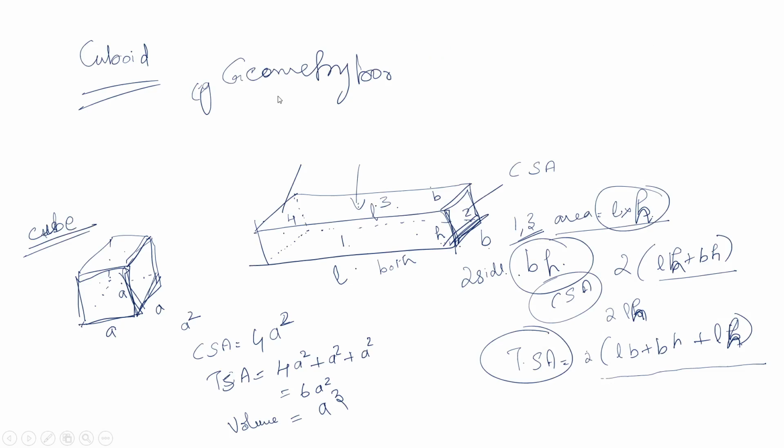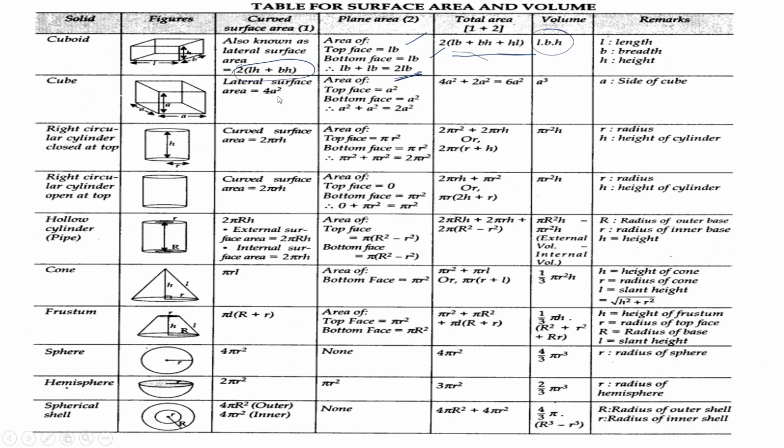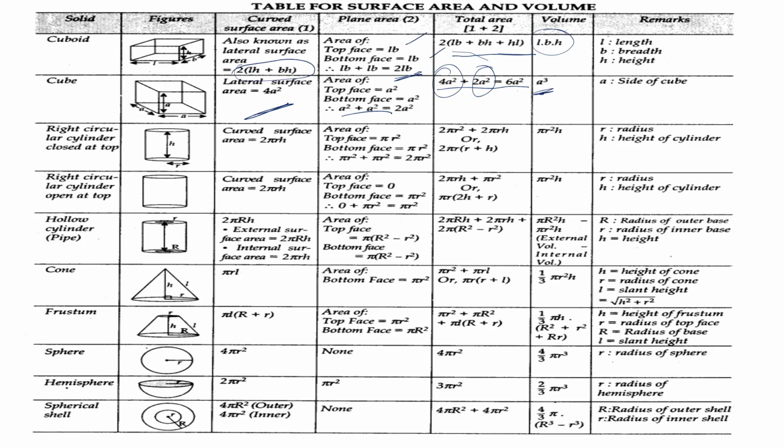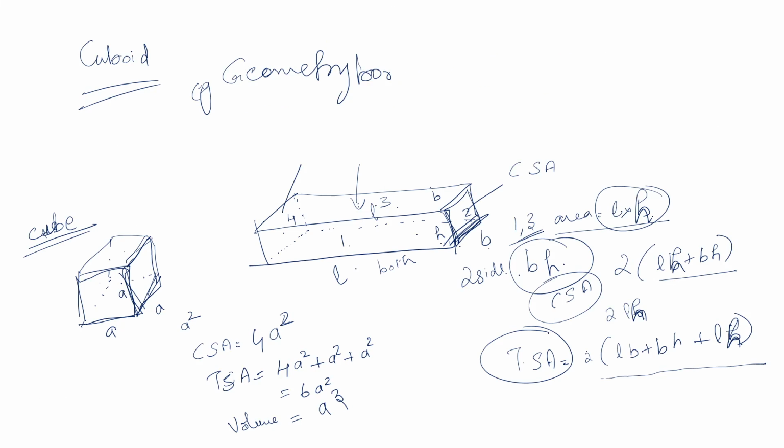The lateral surface area means all the 4 sides, so it is 4A square. And then top and bottom, A square: 1 square at the top, 1 square at the bottom. So 2A square. So total surface area is curved surface area plus top plus bottom, so 6A square. Then the volume is A cube. So is this clear? So the next one is the curved surface area of a cylinder. Okay, so the next one is cylinder.